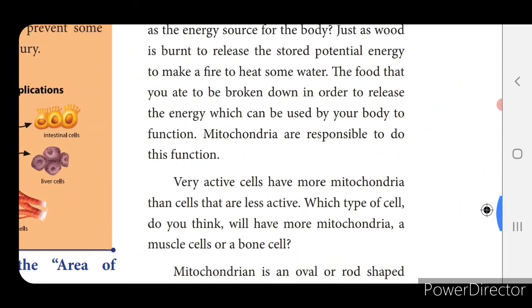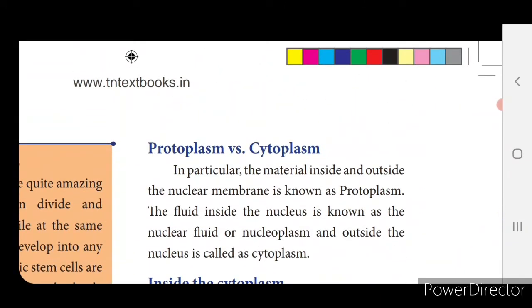Okay children, the next one we'll see is protoplasm. In particular, the material inside and outside the nuclear membrane is known as protoplasm. So the total area covered inside the cell, we call that protoplasm.